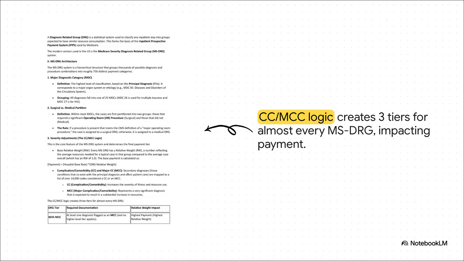Adding just one MCC, something like acute respiratory failure, septic shock, or DKA, moves a case right up to the highest payment tier. Why? Because it proves the patient required significantly more clinical resources. It proves that high severity of illness.